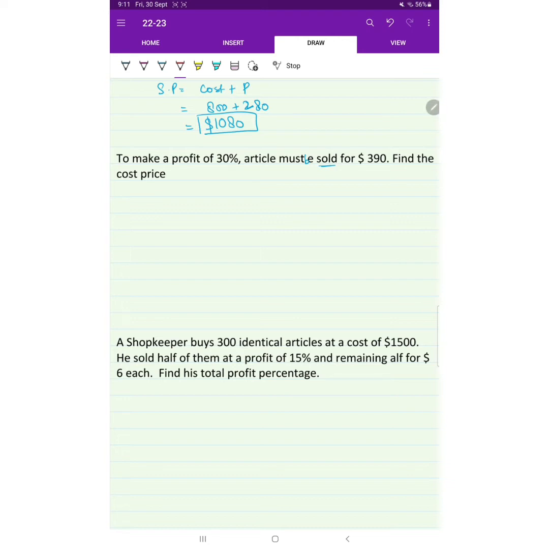let's make data here. Again, cost, profit, selling price. Cost, I don't know. I have to find. Percentage, I know. This is 100%. Article must be sold for 390. That means the selling price will be $390. I don't know what the percentage is, but it says the profit is 30%. So this means that 30% is my profit, 100% is cost, and obviously this will be 130%.